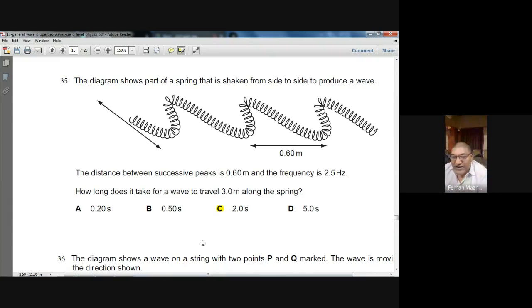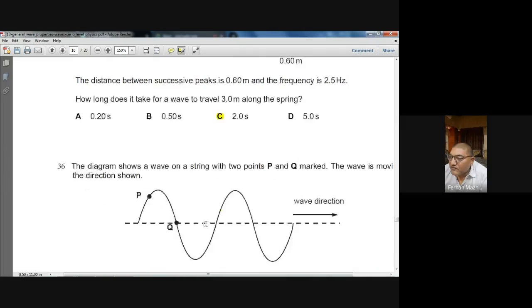First, the wavelength was given and the frequency was given. I calculated the speed of the wave, V is equal to f lambda. Then the distance to be traveled is given and the speed I just calculated, and I need to know how much time it will take. Time is equal to distance divided by speed. So we did the calculation, the final answer is 2 seconds. So C is the right choice.